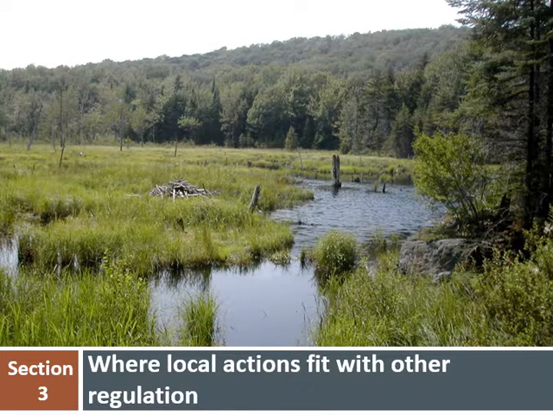Section 3, where local actions fit with other regulations. State and federal regulations apply to many natural resources, but not to all. There are state and federal laws that regulate natural resources, but by and large, natural resource protection falls to the local level. So why are there different actors involved?